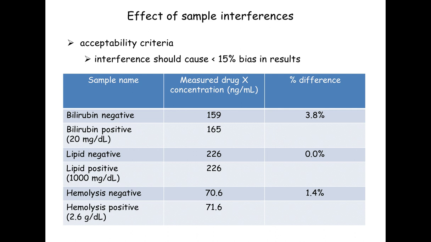For the lipids, there was no difference. And for the hemoglobin spiked samples, there was a difference of about 1.4%. So as you can see above, our acceptability criteria are that the interference should cause a less than 15% bias in the results, and all of these situations pass the criteria, so they don't interfere at these concentrations.